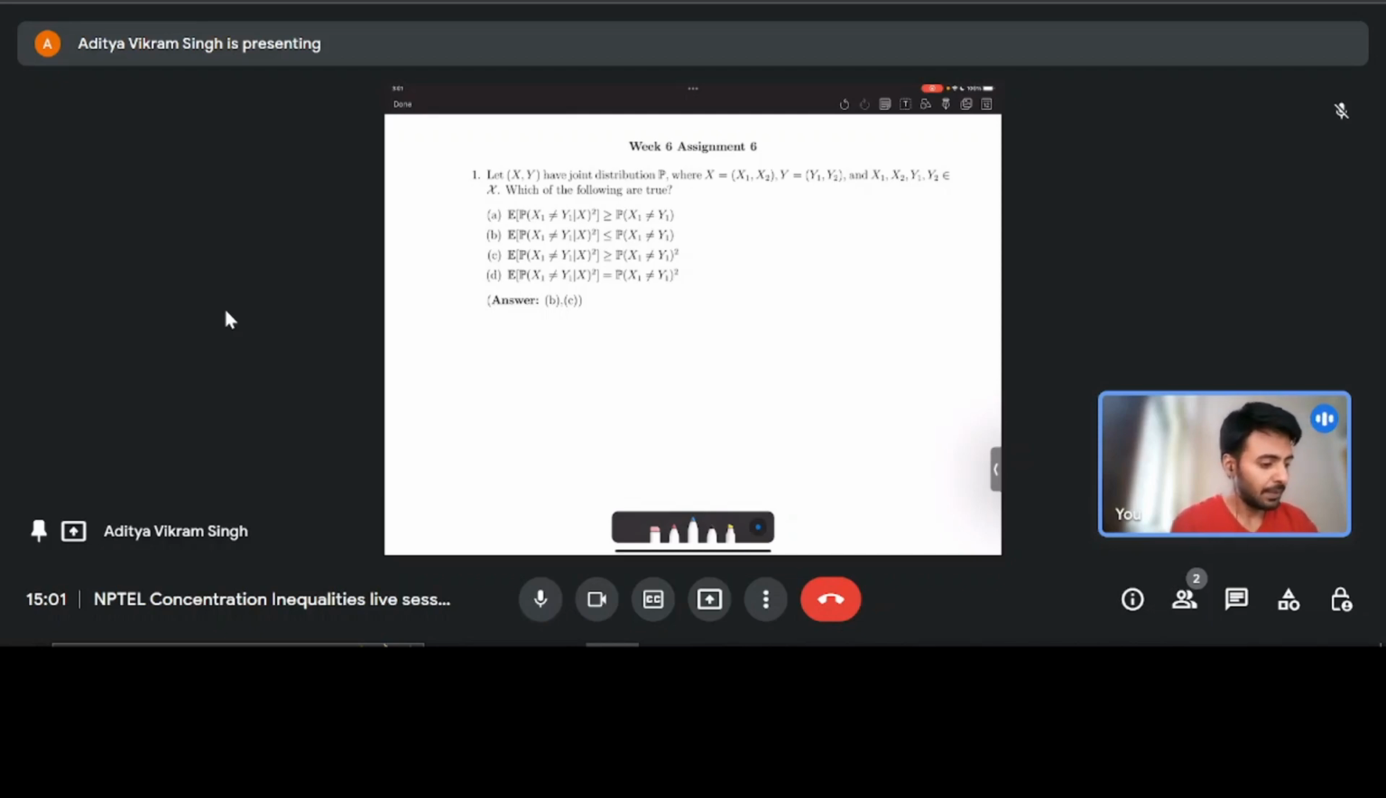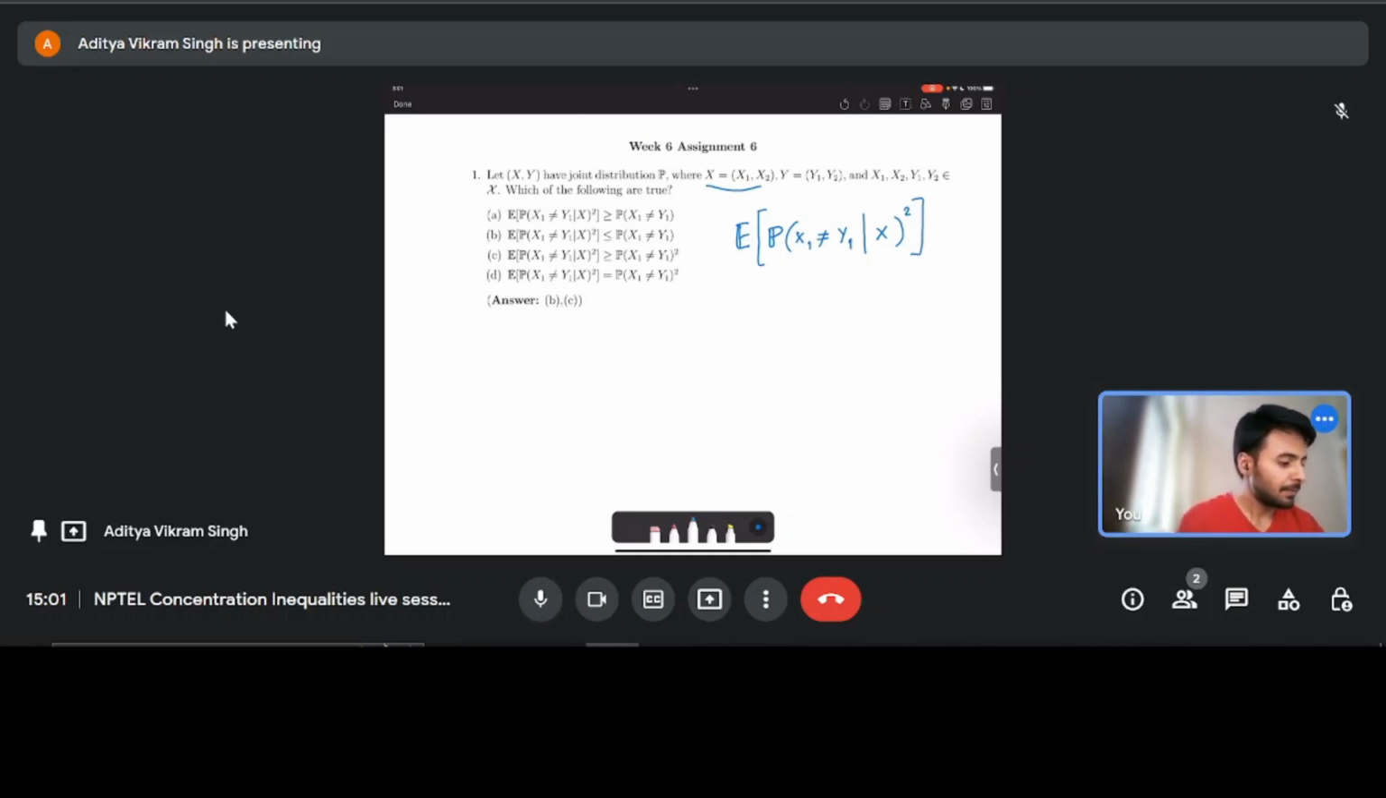So here we are looking at this probability of X1 not equal to Y1 given X. Recall that X is both X1 and X2. So this would be a random variable. The square of this is also a random variable, and so we take expectation, and we want to argue about this quantity.